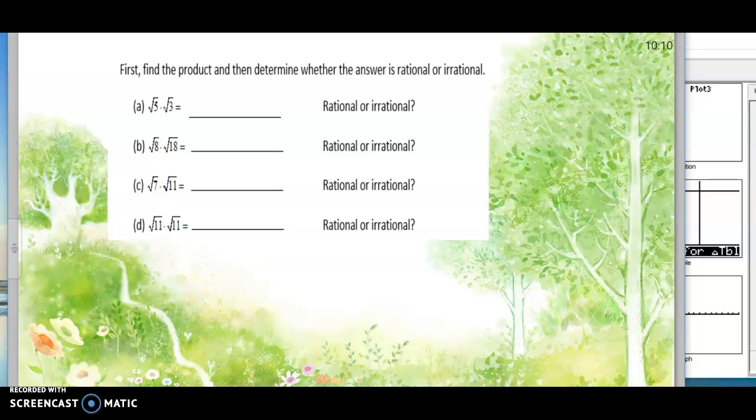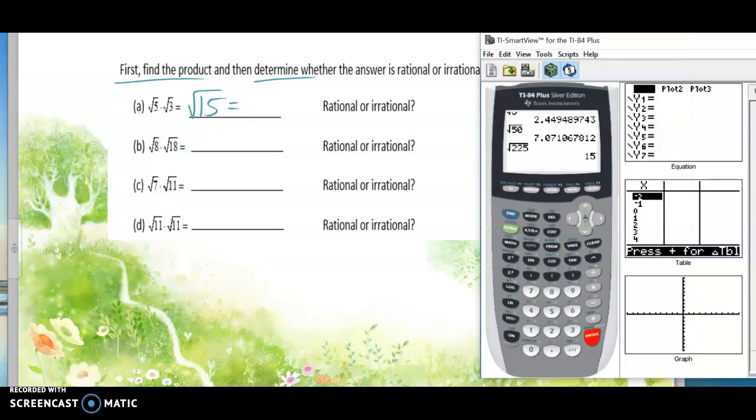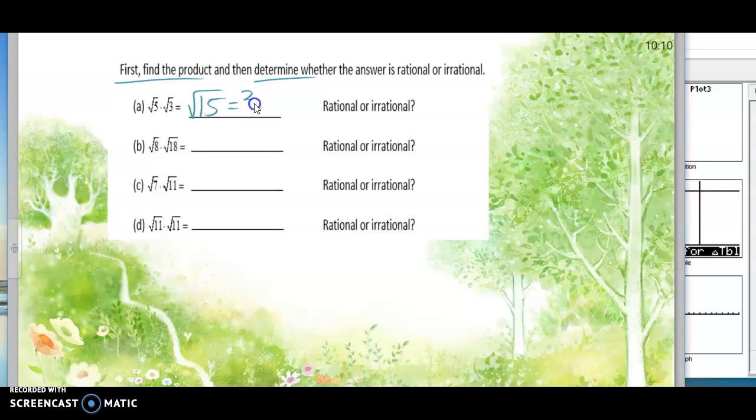We want to find the product first. So multiply first, then determine whether it's rational or irrational. So we have the square root of 5 and the square root of 3. That's the square root of 15. Well, let's go to the calculator and type that in. I don't remember that being on my perfect square list, and it's not, because it's a never-ending, never-repeating number. 3.87298 for an irrational number.